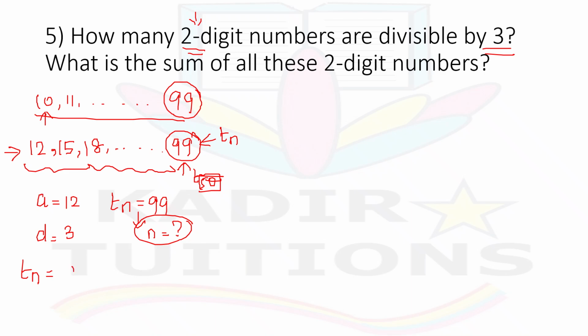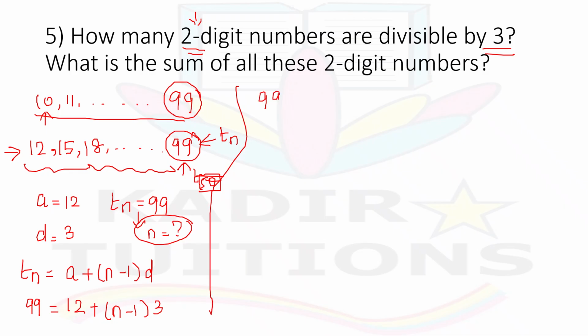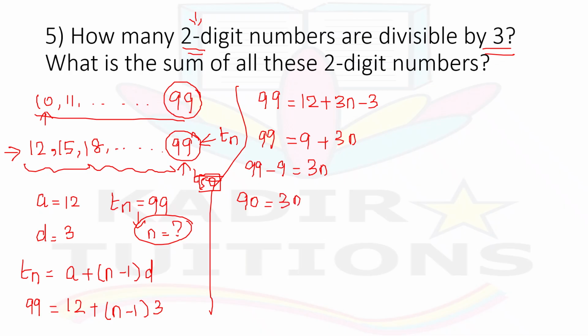So once you get the n value, that many two-digit numbers are divisible by 3, you can define it. So we use the formula a plus (n minus 1) into d, and our Tn value is 99, a value is 12, and (n minus 1) into 3. Now we can simplify this. 99 equal to 12 plus 3n minus 3. So 99 equal to 12 minus 3, it becomes 9 plus 3n. So 99 minus 9 equal to 3n. So 99 minus 9 is 90 equals 3n, and n equals 90 by 3. So we get 30. So the n value we are getting is 30.